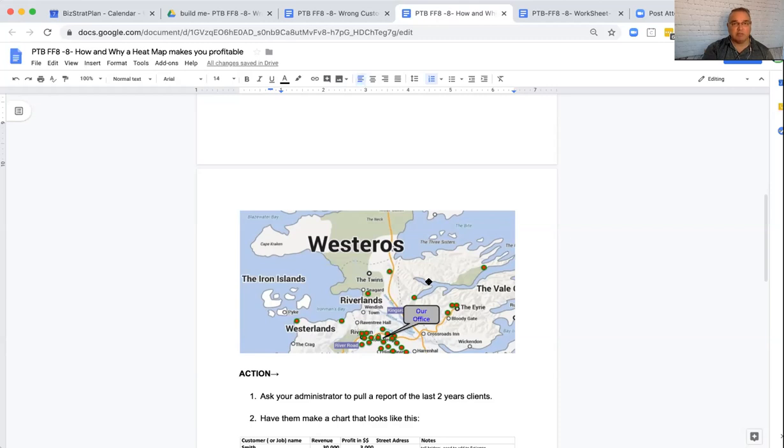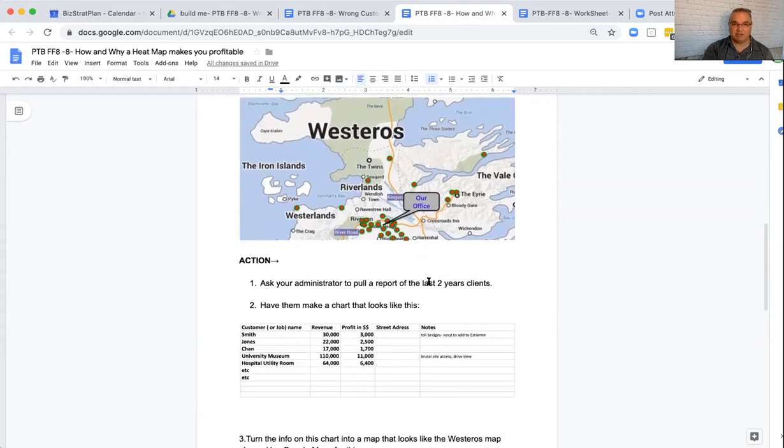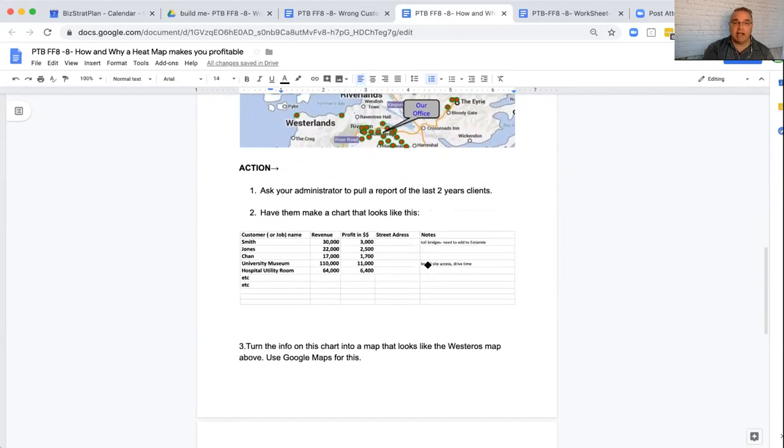There is so much meat on this bone, it's not even funny. A ton of profit leaks just inside driving in your business, right? So here's the quick action. Ask your administrator to pull a report of the last 2 years' clients and then have them make a chart that looks like this. And I've set out an example chart here, right? Like the Smith job, the Jones job, the Chan job, whatever, university, hospital, whatever you do for your business. And then the revenues and the profits and the street address, but also put notes there.